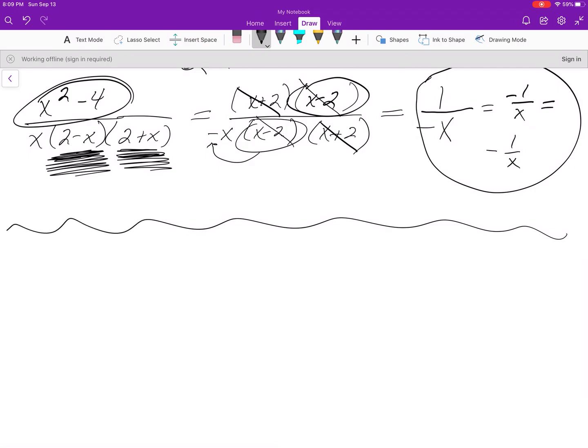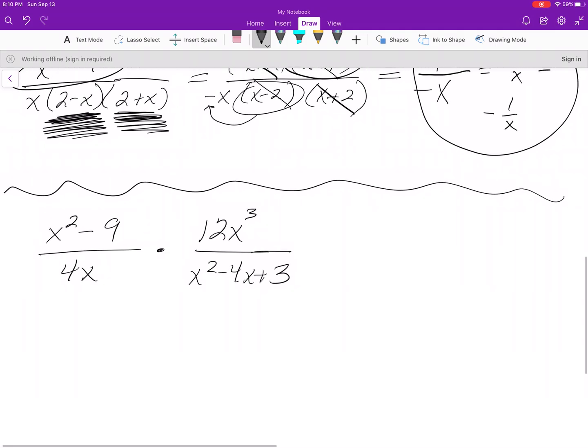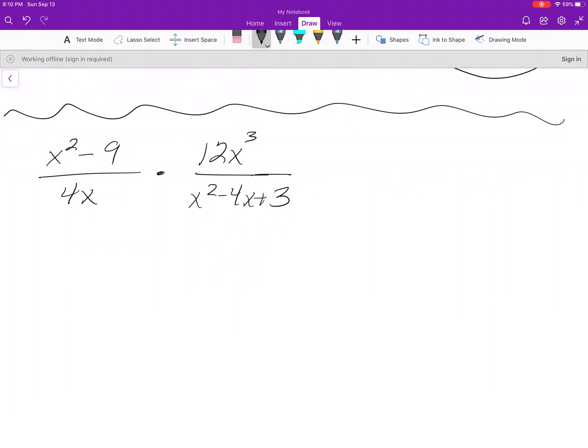Okay, now what if you have two algebraic expressions that you would like to multiply together? Like, for example, this one, x squared minus 9 over 4x, and you want to multiply that times another algebraic rational expression like this one. It's a fraction times a fraction. The rules for multiplying fractions are you multiply the tops, and then you multiply the bottoms, and then you reduce, or reduce first so that you're working with smaller numbers. So that's what I'm thinking about doing.